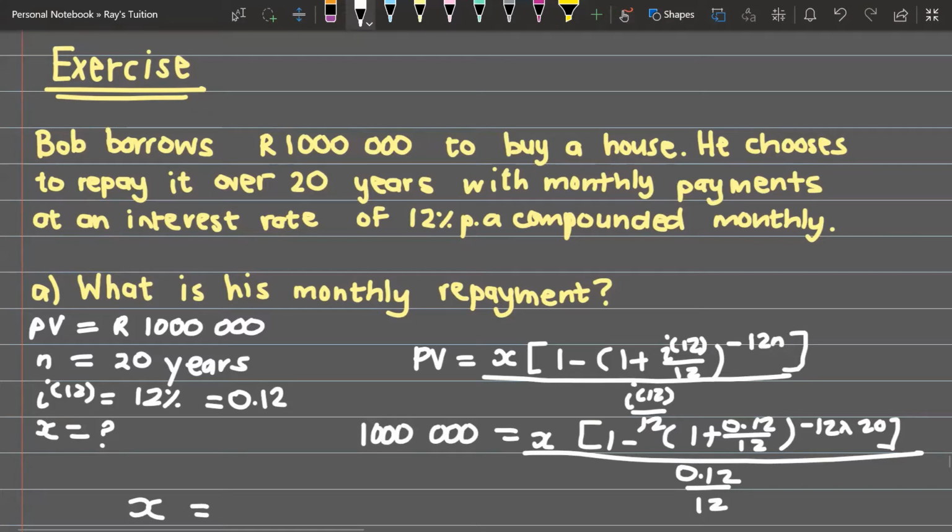Okay, so I'm just putting that into the calculator. You don't have to do much more than that. I mean, if you wanted to, you could simplify it, however, it's not really needed. Okay, so when we solve for X, we get that the monthly payment is 11,010 Rand and 86 cents.